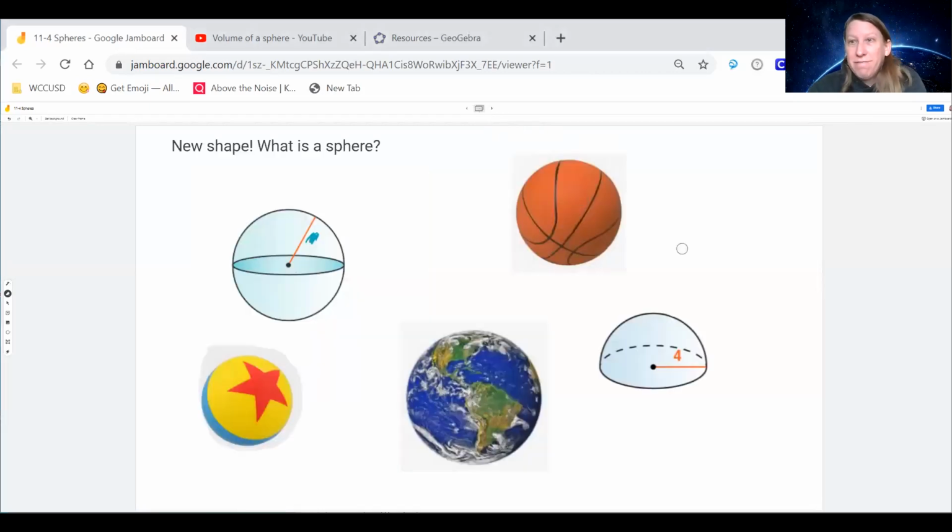What's a sphere? You might ask a little kid, what shape is that? And they might say circle. But we're older and our brains can see this as actually a three-dimensional representation. So these actually represent spheres.